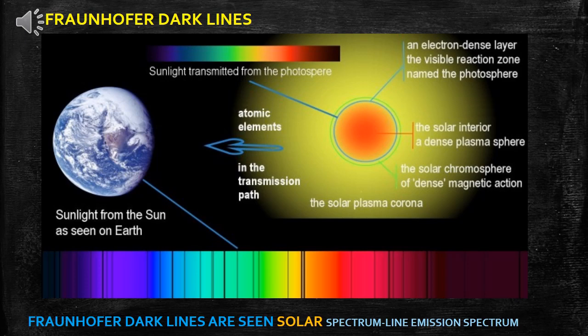These dark lines show the presence of the elements which are present in the atmosphere of the sun. So with the help of Fraunhofer lines, we are able to estimate and identify the elements which are present in the sun's atmosphere in plasma state.